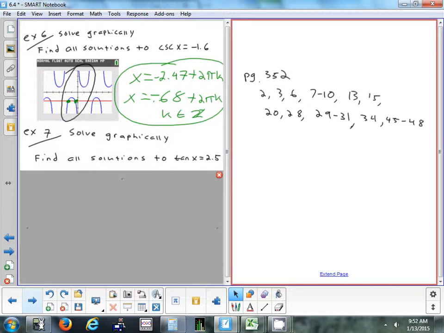All right, so the homework, it's on 352. It's 2, 3, 6, 7 to 10, and 13. 15, 20, 28. 29 to 31, 34, 45 to 48. A lot of it is graphing, so if there's nothing to write down, you can just put it on calculator, or if they do ask for a complete graph, just write your window. Okay, and we'll take a look at that tomorrow.